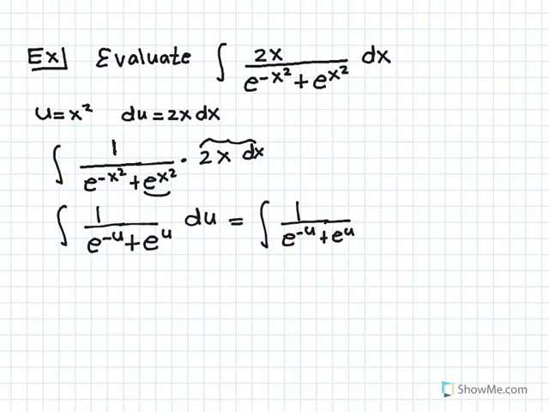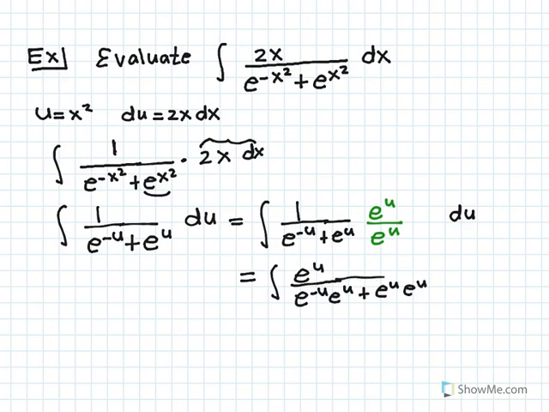Let's get rid of the negative exponential by multiplying top and bottom by e to the u, e to the u divided by e to the u. We get the integral of e to the u divided by e to the minus u times e to the u, plus e to the u times e to the u, integrated with respect to u. The bases are the same, so we add the exponents and we get minus u plus u, that is 0. So we get e to the 0, and e to the 0 is 1.